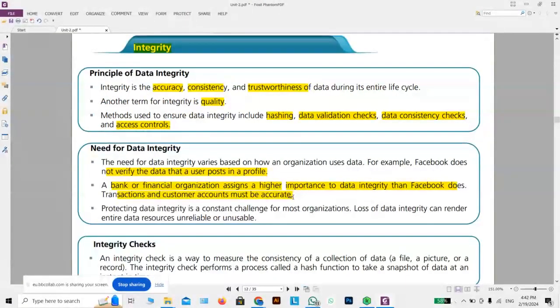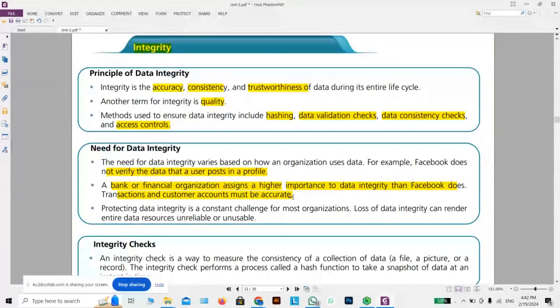Can financial organizations like banks afford to have someone change other people's information? They can never allow this kind of hacks or attacks into their system. So integrity practices should always be applied, especially in financial organizations.